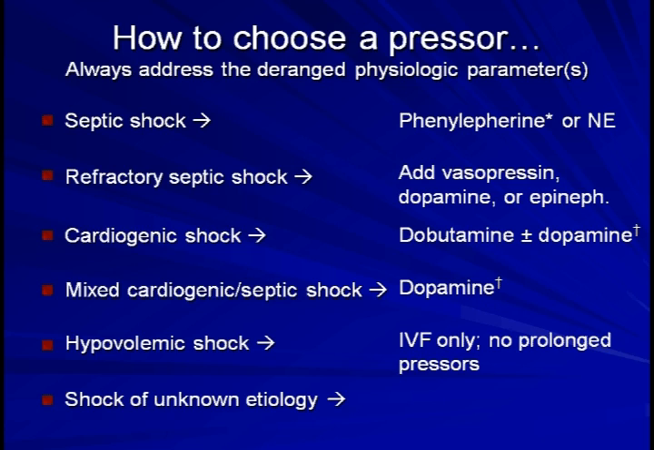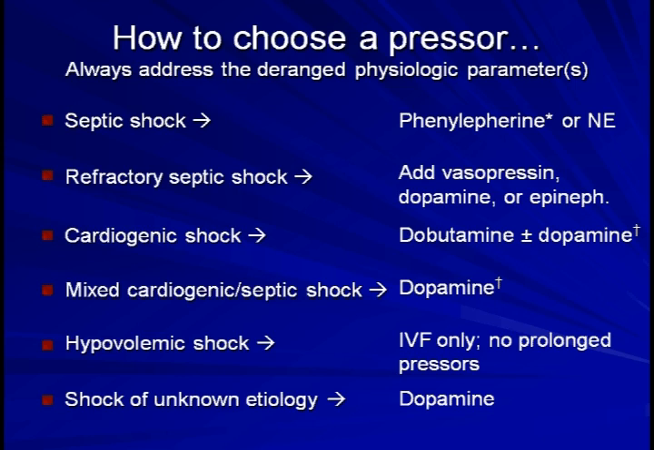Lastly, shock of unknown etiology. Dopamine is most frequently used here since it has a good balance between inotropic and vasopressor effect, though norepinephrine is probably an acceptable alternative. Although epinephrine would seem to be an appropriate choice in this circumstance, along with mixed cardiogenic and septic shock, epinephrine is usually reserved as a second-line or even third-line pressor due to the combination of its high arrhythmogenic potential and mesenteric ischemia that it can contribute to.